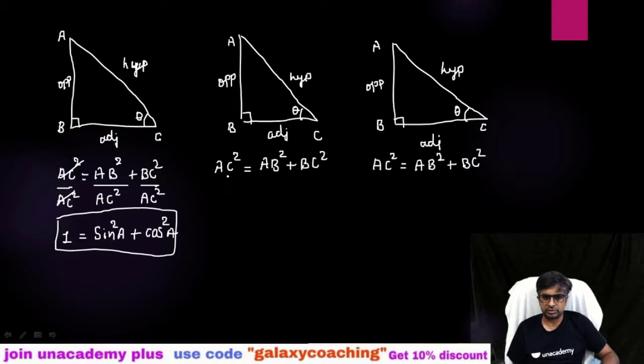identities with this ratio. Now here we had divided with AC. Now I am going to divide with AB. Divide all this by AB square. So dividing this by AB square.